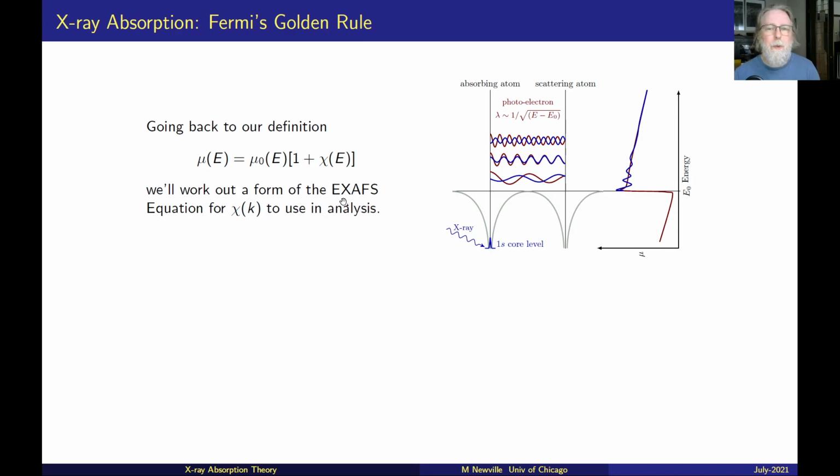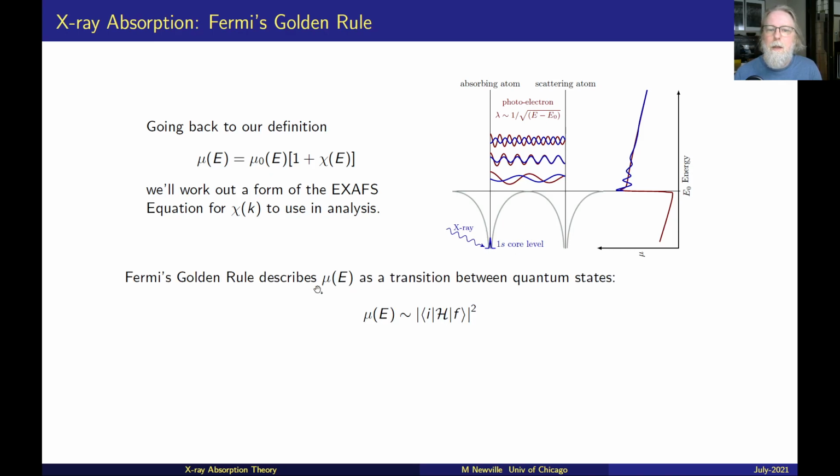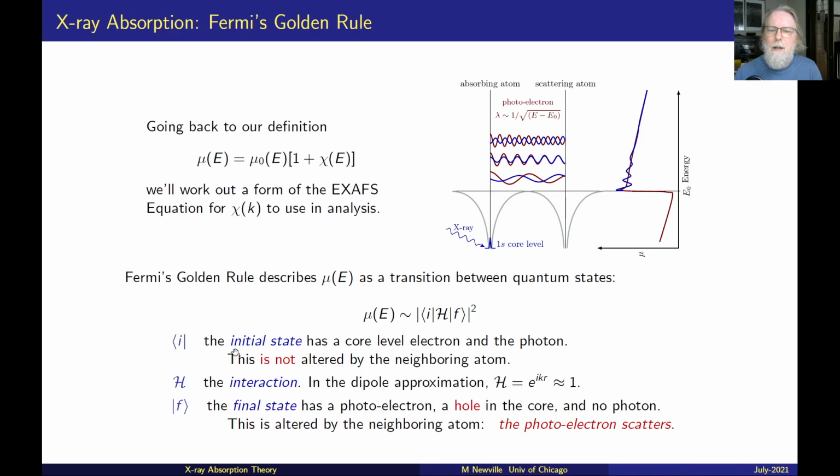We use Fermi's golden rule, which is how you describe any transition from one state to another in quantum mechanics or quantum chemistry. Here the two states are the unexcited atom at rest plus a photon, and the other state, with no photon and the excited atom with the core level removed. So that's the transition. We can model mu as the amplitude squared of an initial state and a final state with some Hamiltonian. Here, the initial state is the core level in the ground state and a photon.